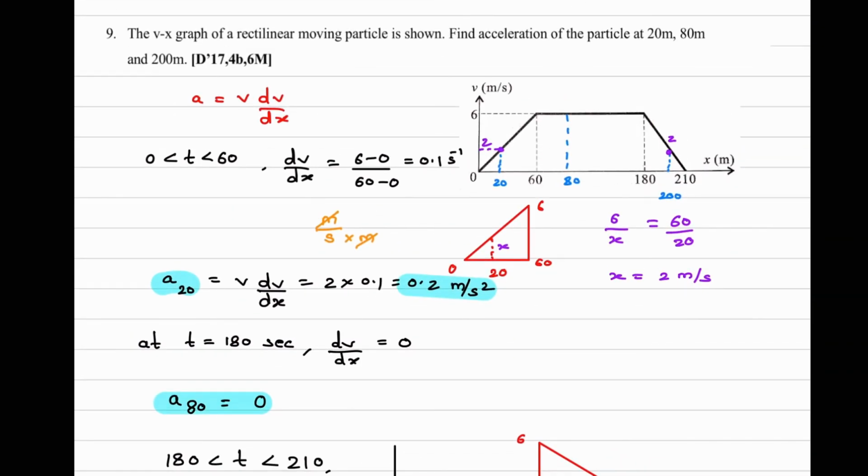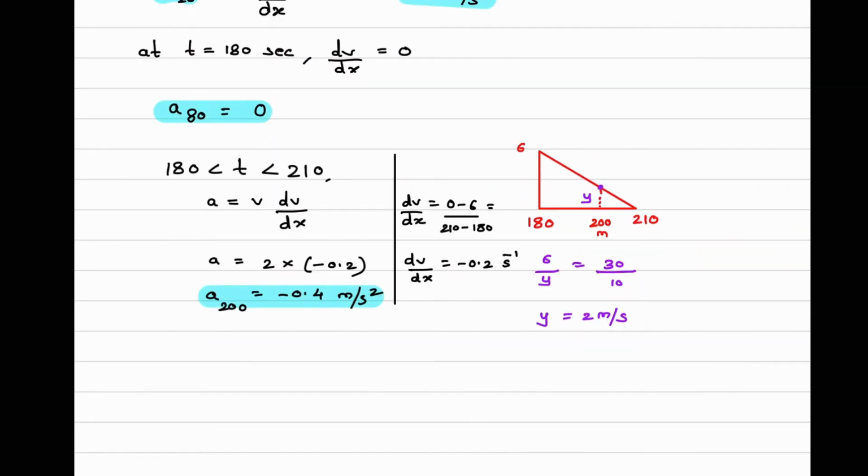Now we just have to multiply by the velocity value. Here anyways acceleration is 0, no need to consider this. We have to calculate velocity of this. So we considered this outer triangle and this inner triangle and used similar triangles to calculate velocity at this location. Then just multiply that velocity, which is 2, into that slope, and you got acceleration over here. Same way we considered these two triangles, used similar triangles to calculate the velocity at 200 meter. Then we calculated the slope and multiplied it with velocity to get acceleration at 200 meter.